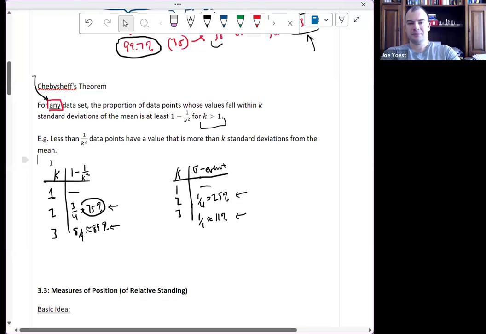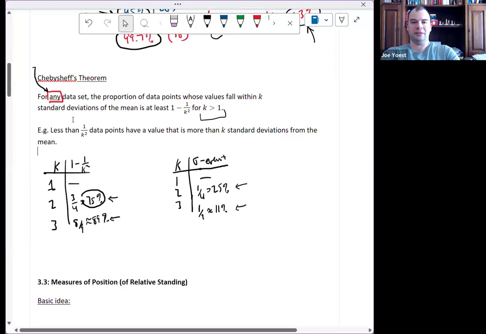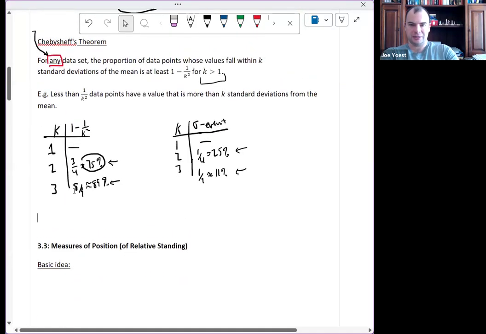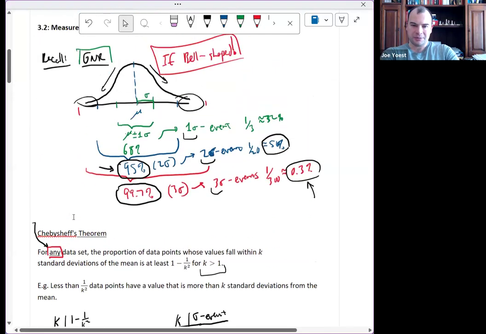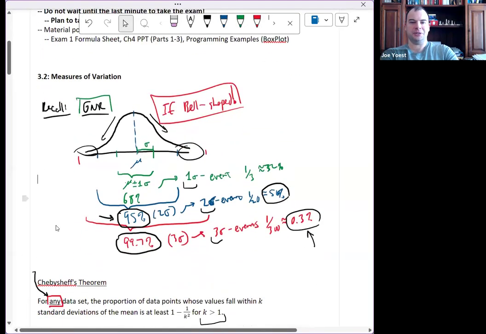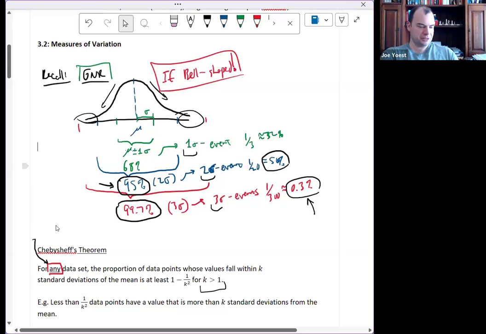So it's really providing some of that theoretical basis for some of the more important theorems. So that is Chebyshev's theorem. And that wraps up section 3.2. Any questions on 3.1 or 3.2, measures of center or measures of variation?